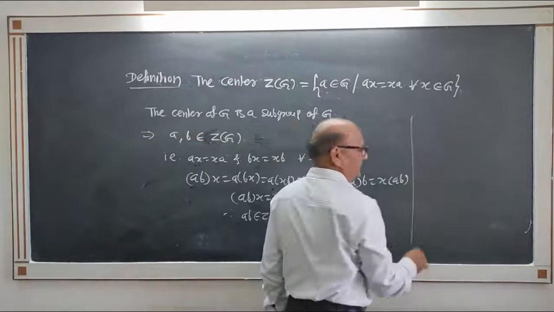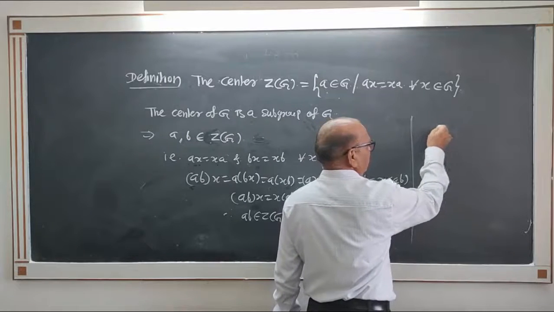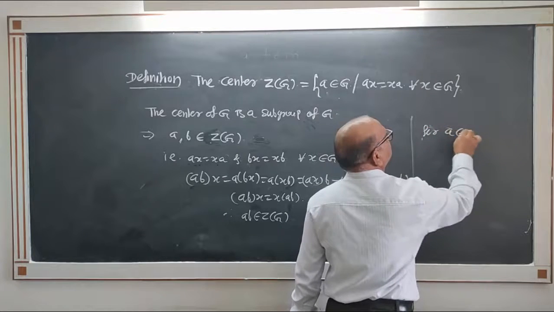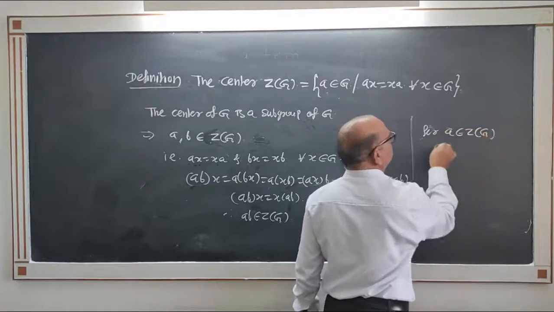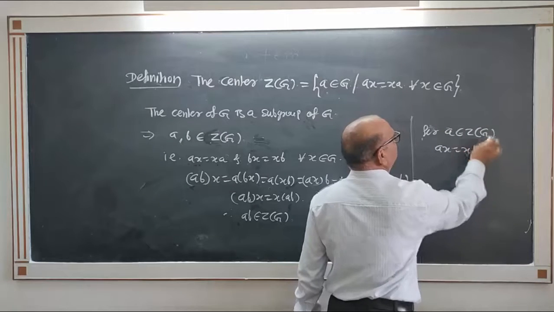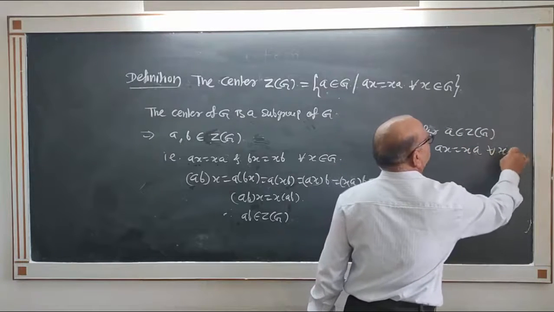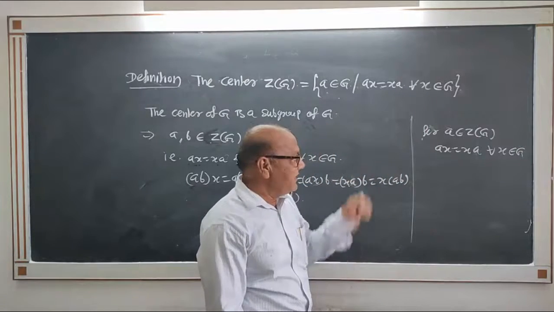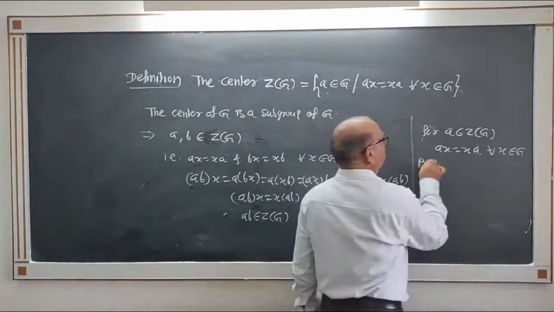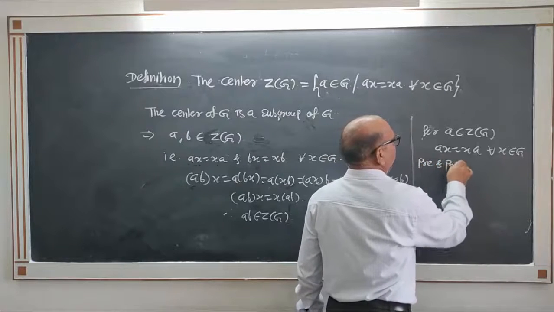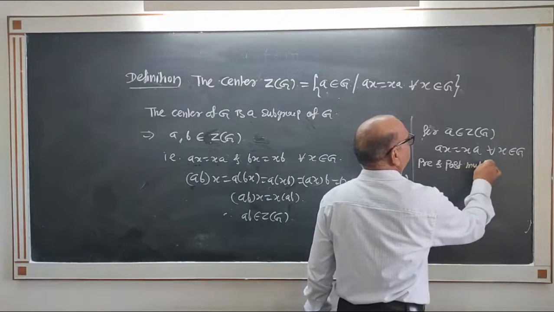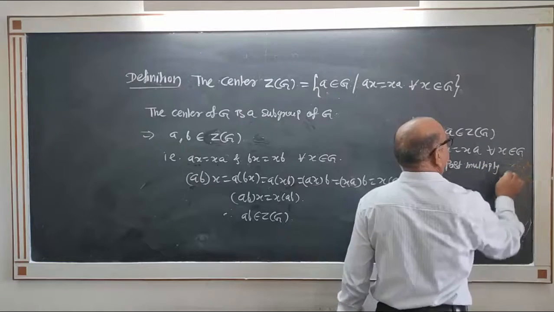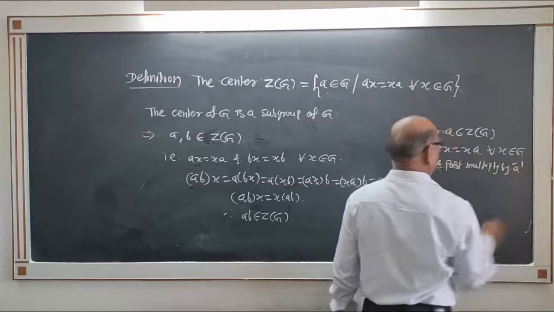Now here, for a belongs to Z of G, that means ax is equal to xa for all x belongs to G. Pre and post multiply by a inverse to both sides.